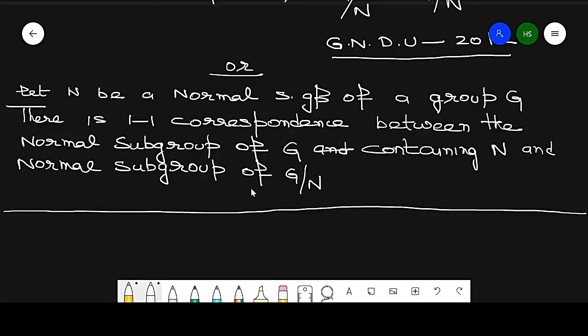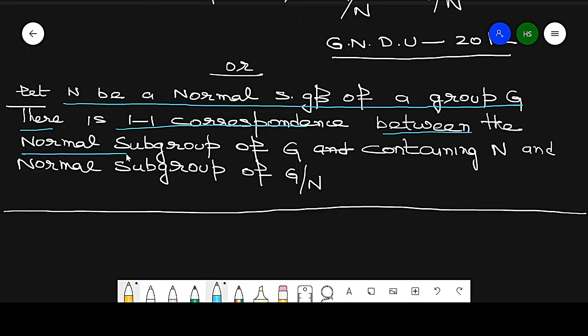Now the next theorem is the correspondence theorem. So what is the statement of the correspondence theorem? Basically, the statement is: if N is a normal subgroup of a group G, then there exists a 1-1 correspondence between the normal subgroups of group G containing N and the normal subgroups of the quotient group G by N.